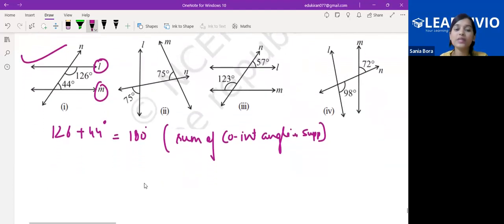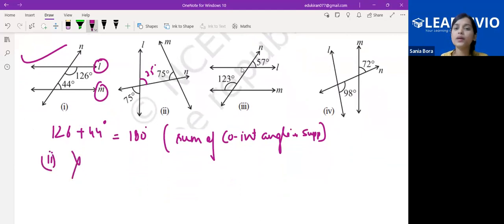Now the second one. Tell me, is the second one a parallel line? No, ma'am. Why? Because, for example, this is also 75, right? 75 plus 75 is not making 180 degrees. So it is not following the property. That's why the second one is not a parallel line.